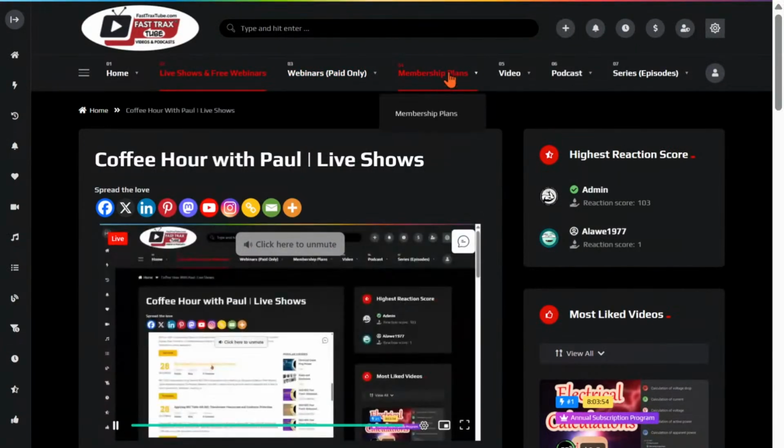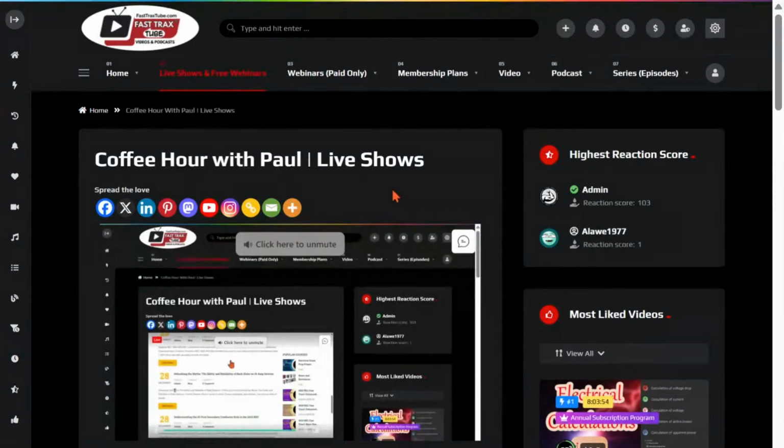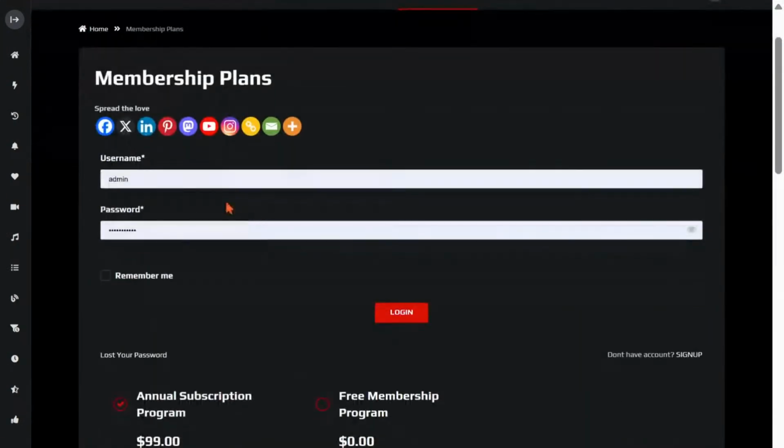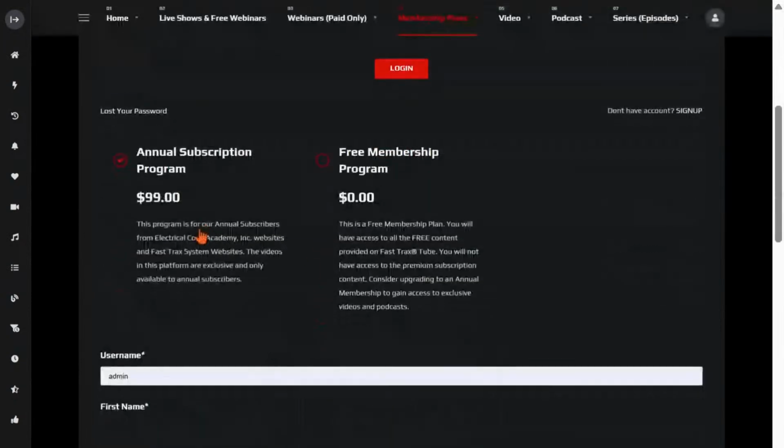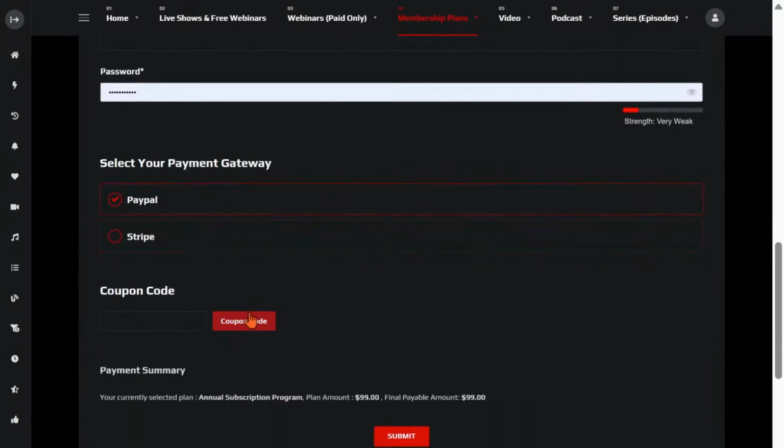Here's where you go to sign up for your membership plan. You click on that right there. And when you get there, go down here to member plans, click on it. And if you already have an account, you can log in. If not, this is where you choose. When we say if you win one, when we spin the wheel, all you got to do is go right here and choose the free plan, fill out this information, and go on and check out.